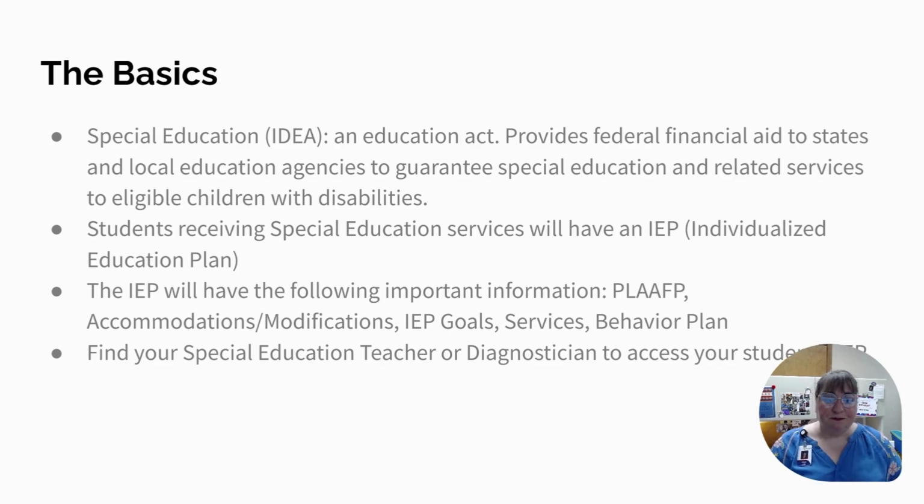It will talk about their services, so that will let you know if they're getting some inclusion support, if they're going to be pulled out to a resource setting or content mastery. There's lots of different services that a student can have. It will even list their speech services, occupational therapy. All of that information will be housed in that IEP as well. And if they are a student who has a behavior plan, that behavior plan will be in that IEP paperwork as well. So how do you get that information? This is where you need to find your special education teacher on your campus or your campus diagnostician, and they will let you know how to access your students' IEPs.